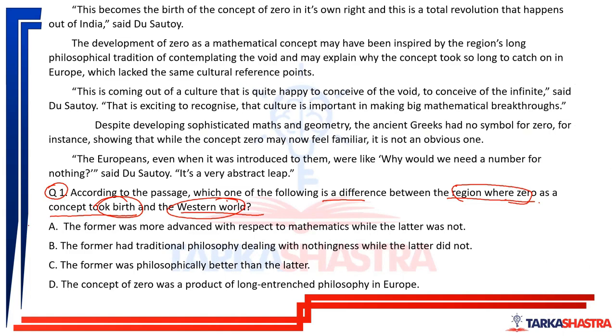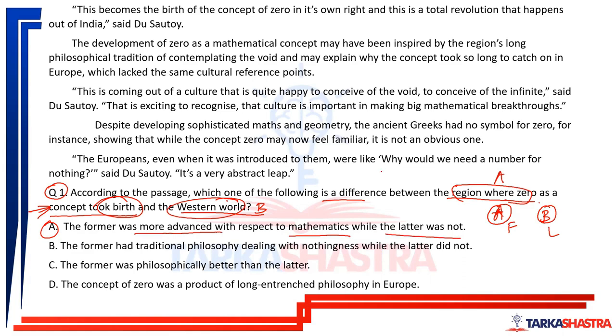Okay. So basically, what is happening here? Let's take a look at the options. The former was more advanced. Former is basically this one. Okay, so this is A, this is B. So when we say former, it is the part that is coming first in the sentence, and latter talks about the one that came next. This is latter, this is former. So the former was more advanced with respect to mathematics, while the latter was not.